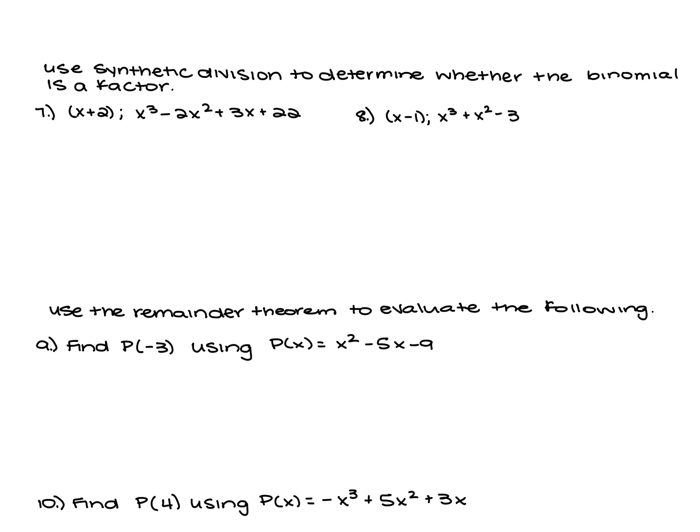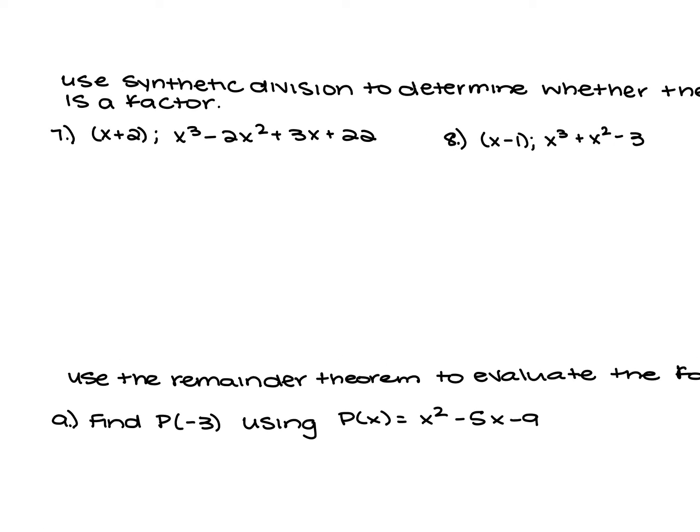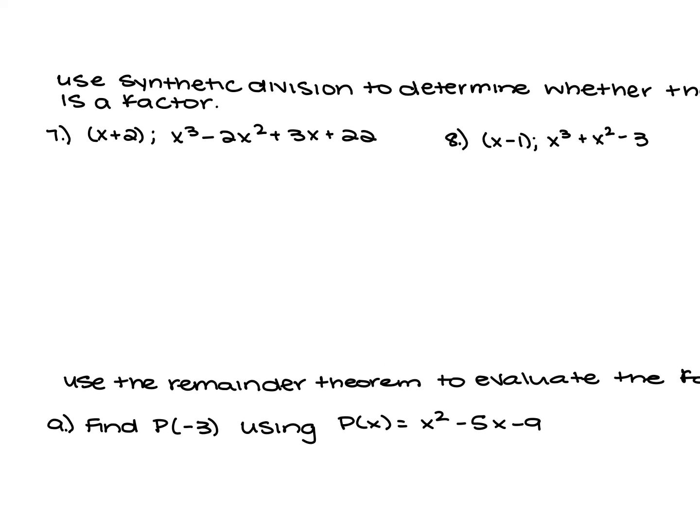So if we look at number 7, we're given x plus 2 with the polynomial x cubed minus 2x squared plus 3x plus 22. That x plus 2, if you set it equal to 0 and solve, you're going to get that x is equal to negative 2 because you just subtract the 2 over. So that negative 2 is going to go on the outside. On the inside, you're going to have 1, negative 2, 3, and 22.